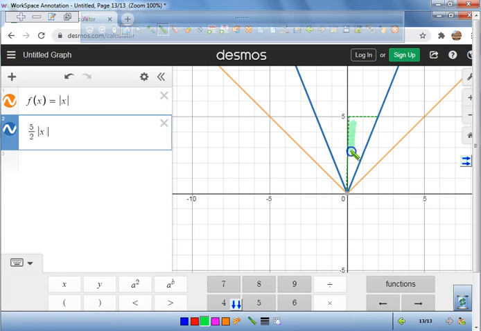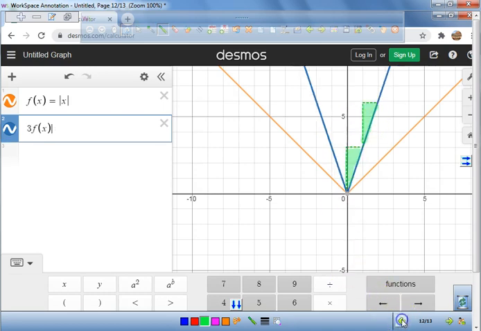Now somebody might say, well, what about up 2.5 and over 1? We can do up 2.5 over 1, but you'd have to do that twice, up 2.5 over 1 to get there. But notice you can count 1, 2, 3, 4, 5, and over 2.